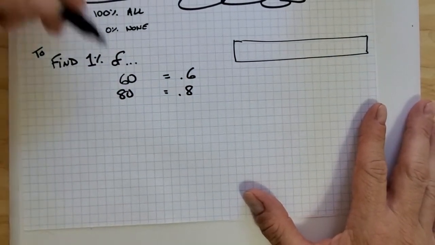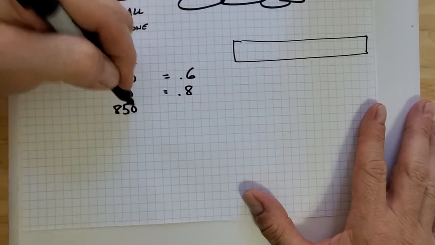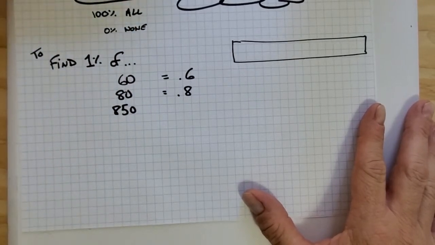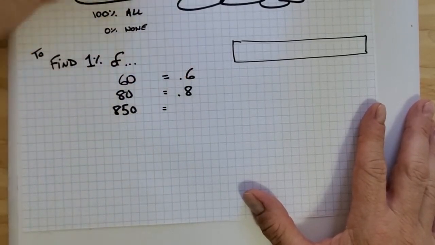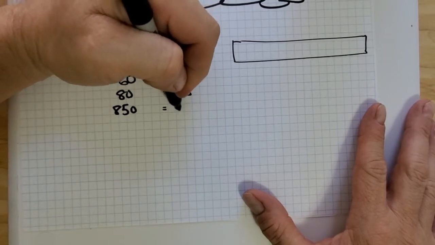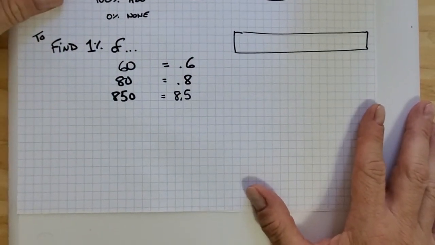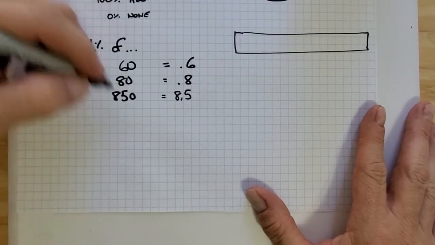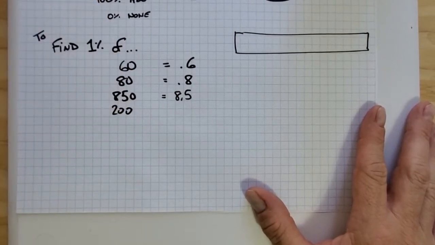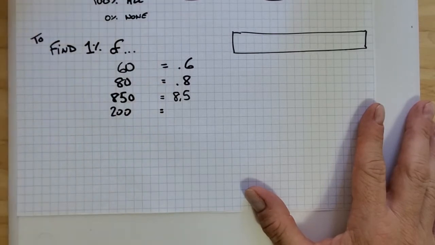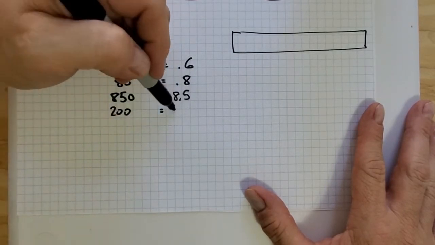Let's go with a larger number now, 850. Find 1% of 850. It is... Okay, maybe you notice the pattern. Maybe you notice what I'm doing. Check against what you think I'm doing, and see if you're accurate.